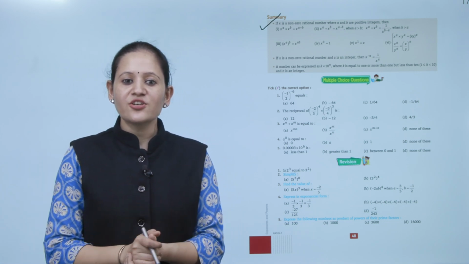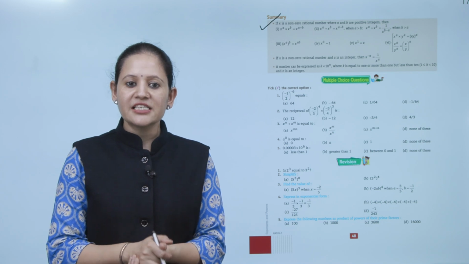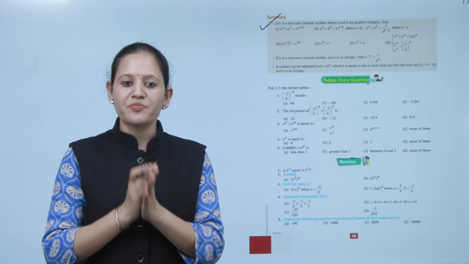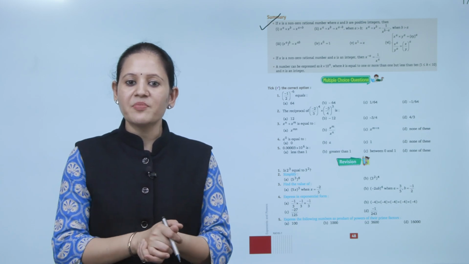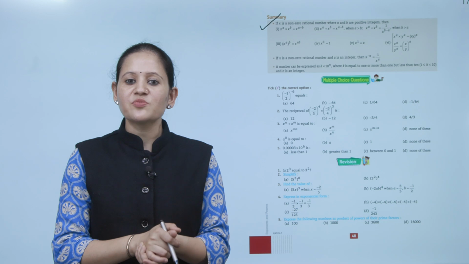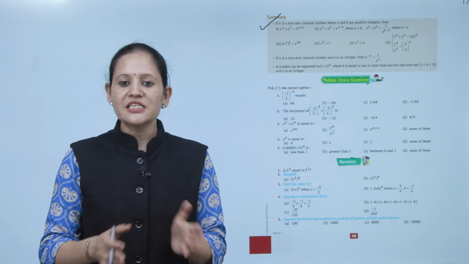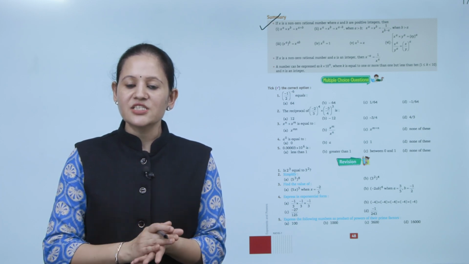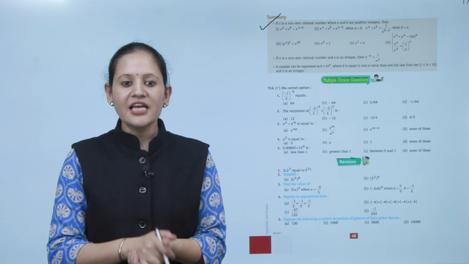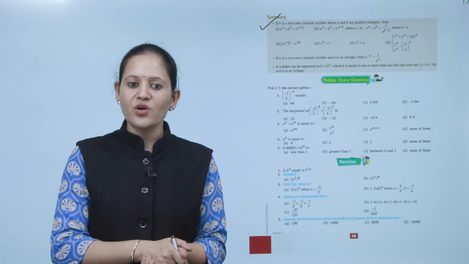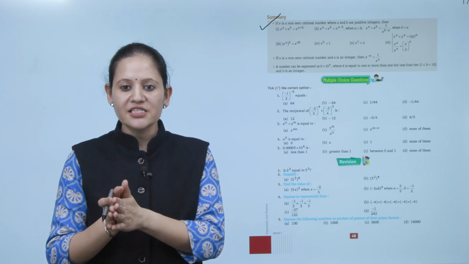If x is a non-zero rational number where a and b are positive integers, then x to the power a multiplied by x to the power b is equal to x to the power a plus b. Second, x to the power a divided by x to the power b is equal to x to the power a minus b, where a is greater than b. X to the power a divided by x to the power b equals 1 upon x to the power b minus a, where b is greater than a. X to the power a into b is equal to x to the power ab. X to the power 0 is equal to 1. X to the power 1 is equal to x.